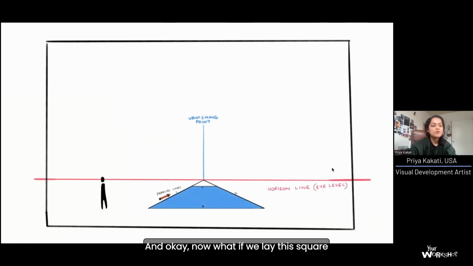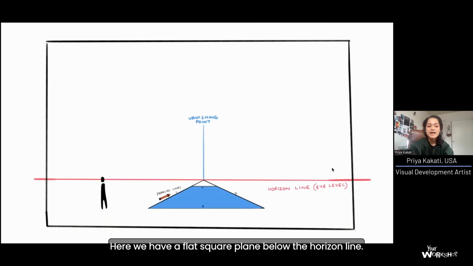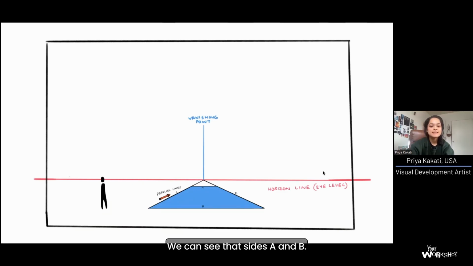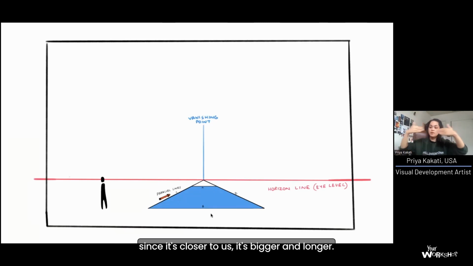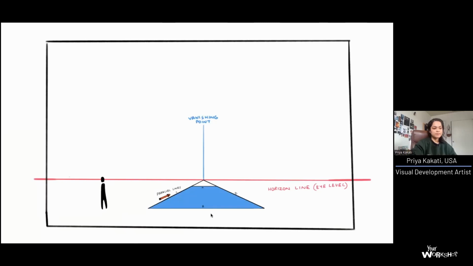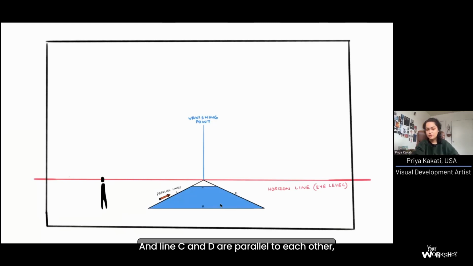Now, what if we lay this square flat below on a horizon line? Here we have a flat square plane below the horizon line, although all lines are parallel in a square. We can see that side A is slightly shorter, and side B, since it's closer to us, is bigger and longer. And lines C and D are parallel to each other, but they seem to be converging towards a distant point called the vanishing point.